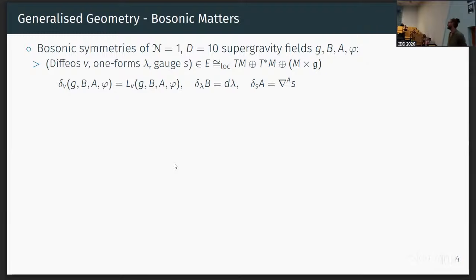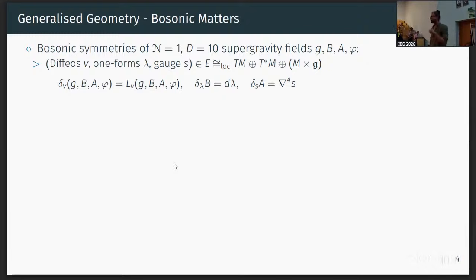Then you can look at the bosonic infinitesimal or local symmetries of that thing. And they are given by diffeomorphisms, represented by vector fields, one-form symmetries, and gauge parameters, or gauge symmetries. And let's already collect them in a nice object that at least locally looks like the sum of the three things. And then the diffeomorphisms act via the Lie derivative. Your one-form symmetries act on the B field by the exterior derivative of this parameter. And then gauge transformations are gauge transformations.